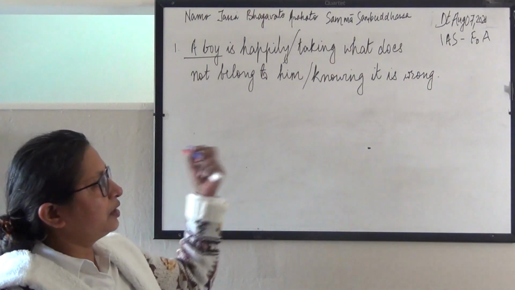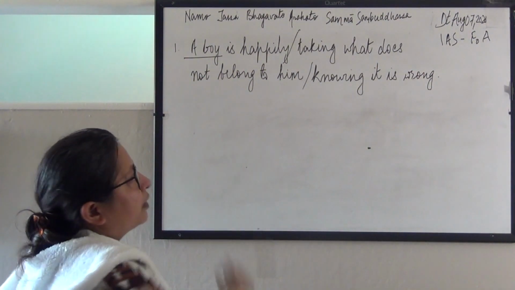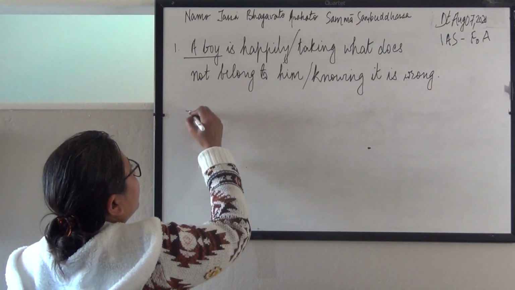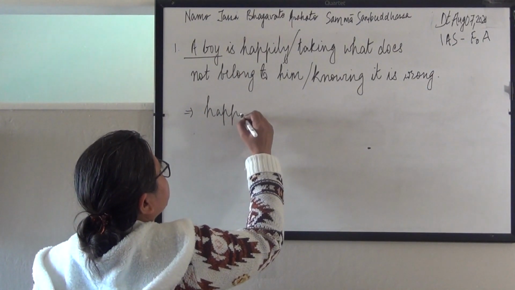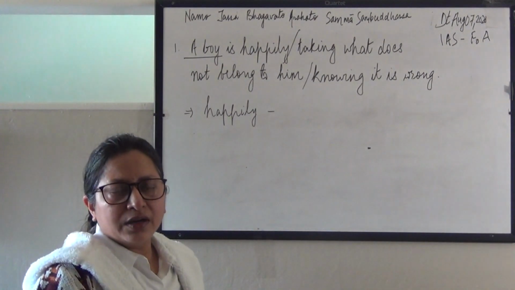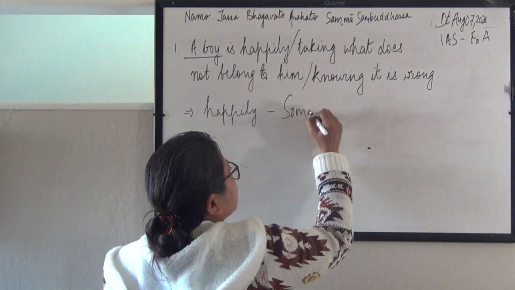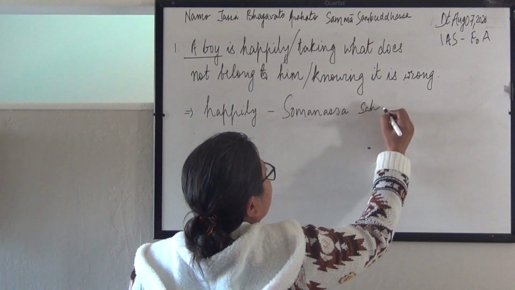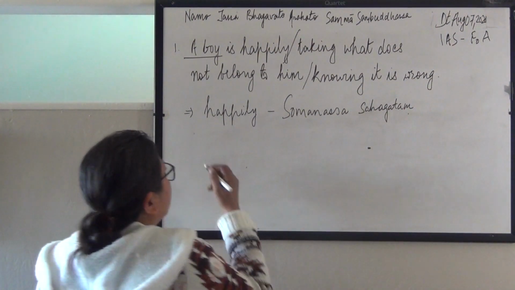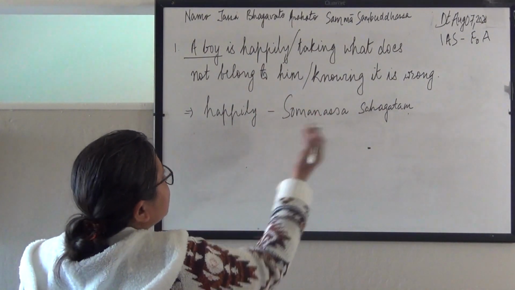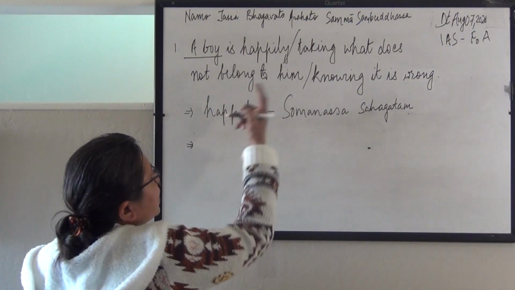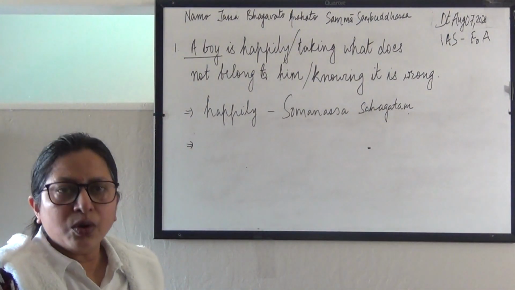So let us analyze this particular statement. This boy is happily, so happy is a feeling, a vedana, right? So first thing we know is the boy is doing it happily, with happiness. So the vedana over here, or the feeling, is somanasa sahagatam. Sahagatam means with happiness. Next, the next part of the sentence is taking what does not belong to him. From this we come to know that it is a lobha chitta.